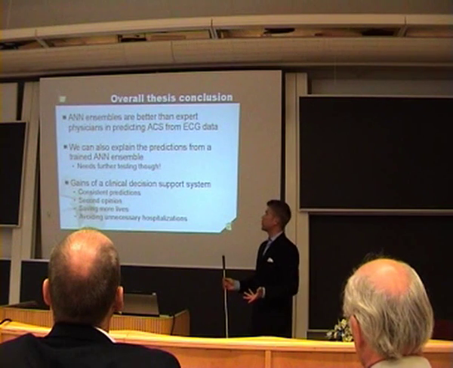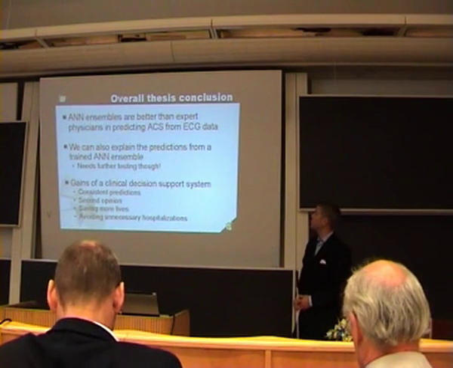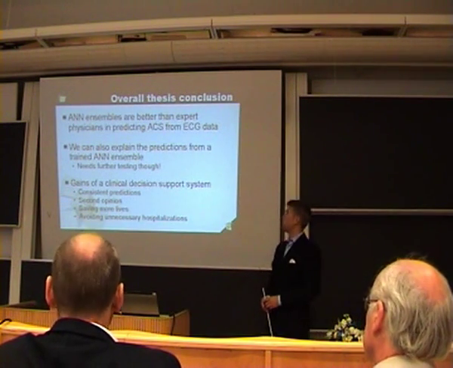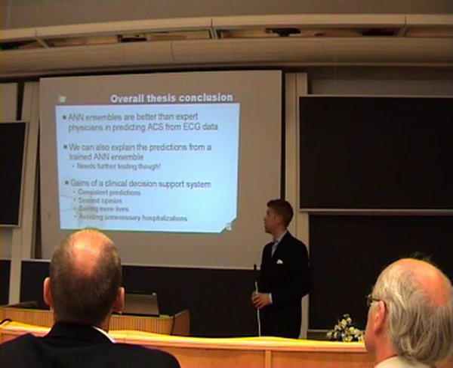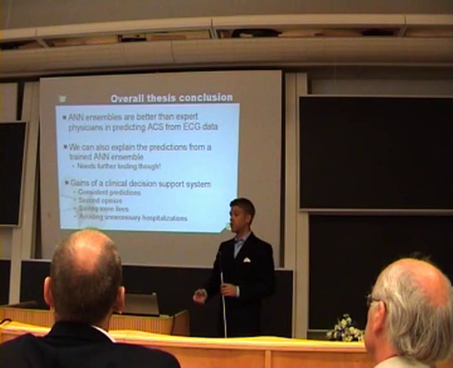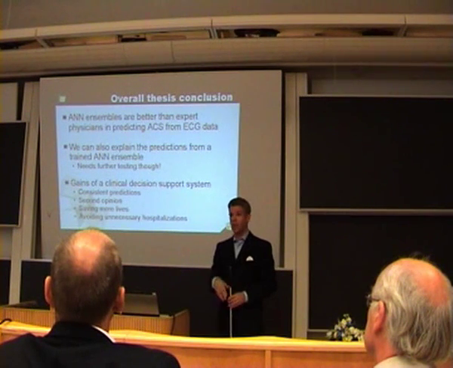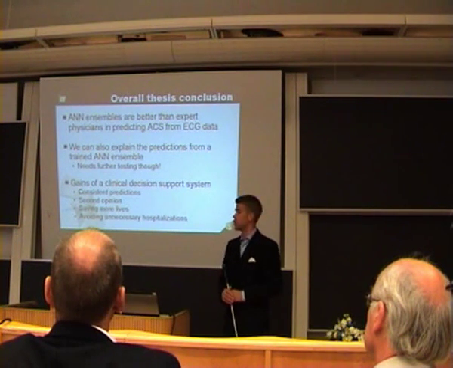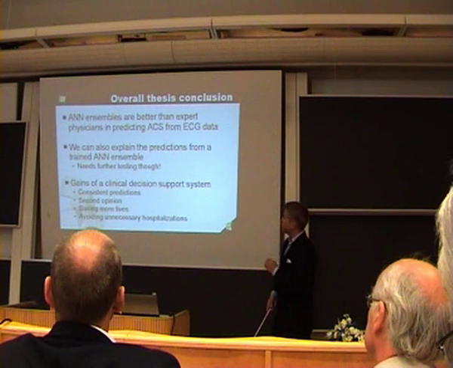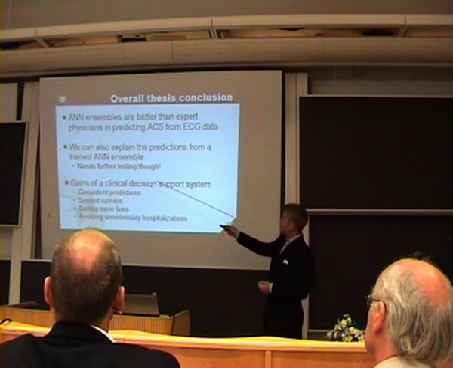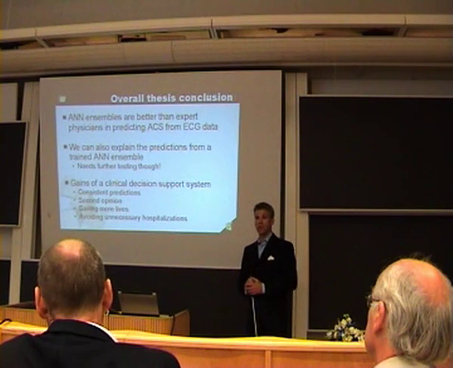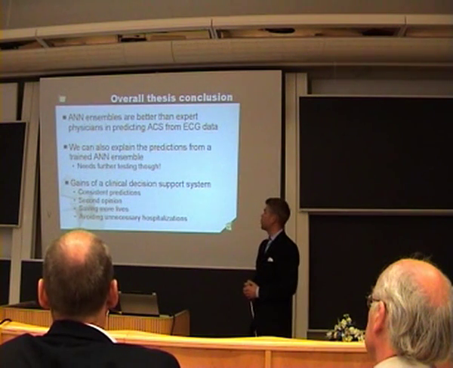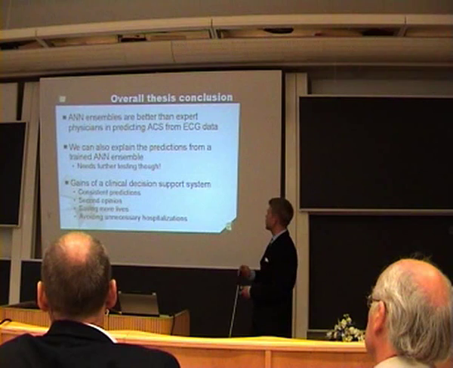So the overall thesis conclusion is that AI ensembles are better than expert physicians in predicting disease from ECG data alone, not given the look on the face of the patient, or blood samples, or clinical features, or things like that. And we can also explain the predictions from the trained AI ensemble. However, we need to test this further. But we're 1 bit on the way at least. And the gains are obvious.